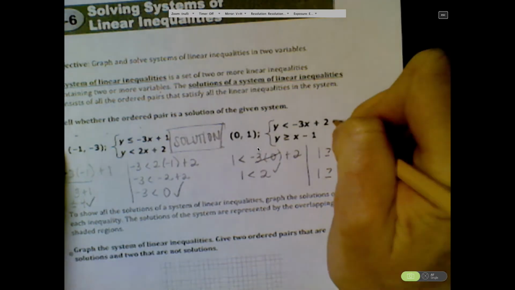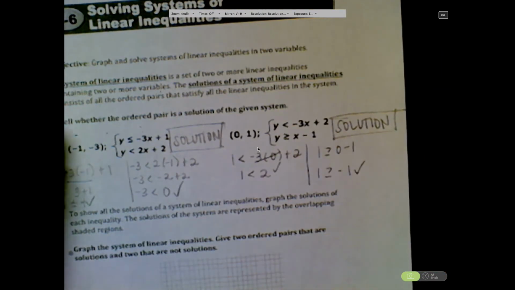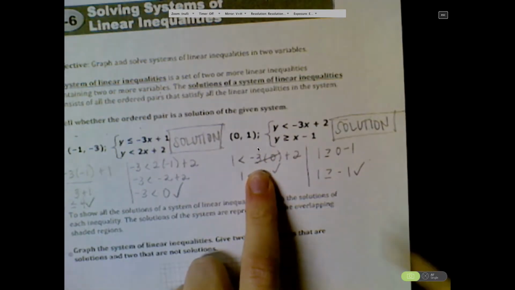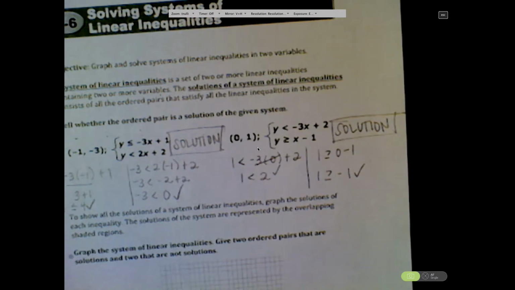What if on one of them, will there ever be one where one of them is correct and then the other one's not? Yes. And what would you do in that situation? Would it be not? If one is true and one is false, it is not a solution. It has to be true of both inequalities in order for it to be a solution.